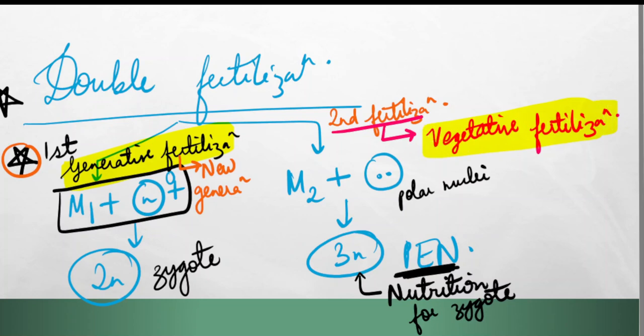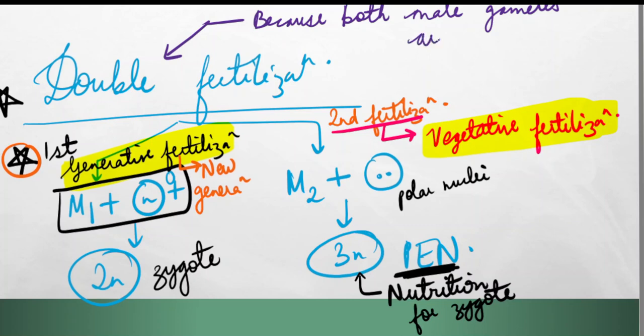Since two fertilizations are occurring because both the male gametes are participating. Why double fertilization? Because both male gametes are participating in fusion. So because of this reason we say it as double fertilization. Okay, so here we have the topic of double fertilization.